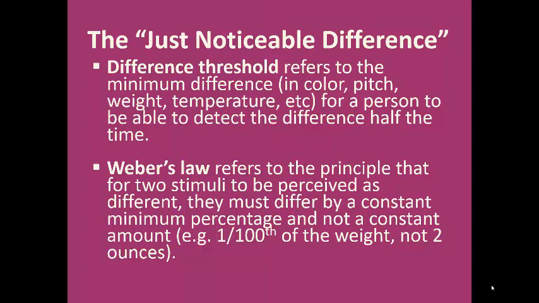Weber's law refers to the principle that for two stimuli to be perceived as different, they must differ by a constant minimum percentage and not a constant amount. So it's really, for example, 1/100th of the weight and not 2 ounces. So there's no absolute weight. In order for us to detect that there's a difference between two apples, it's not necessarily the number of ounces, but the percentage of weight change, which is held constant.